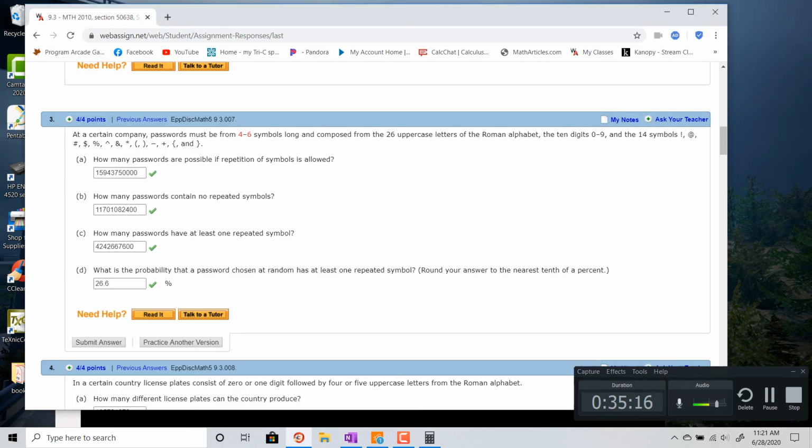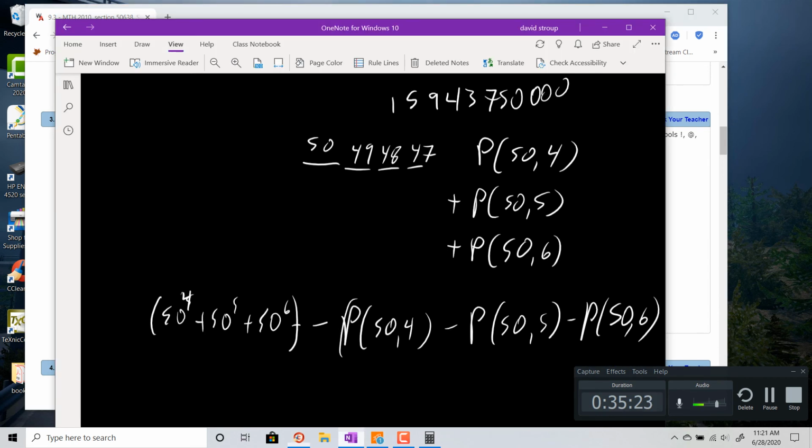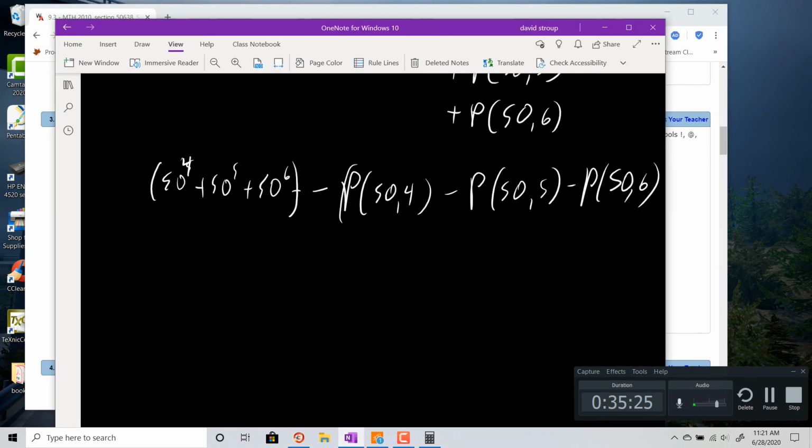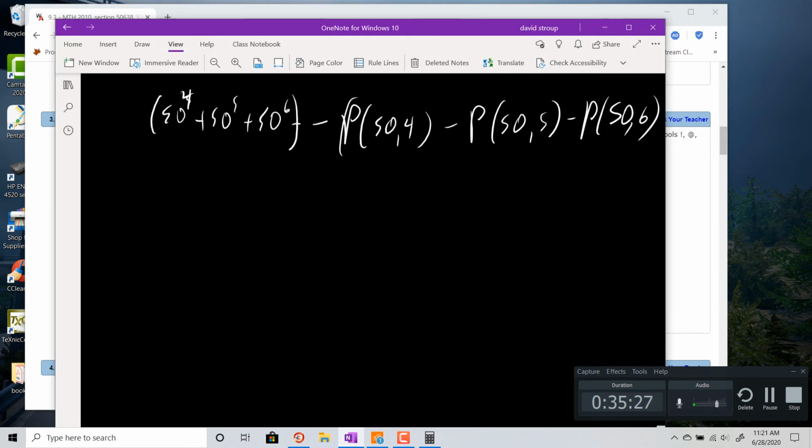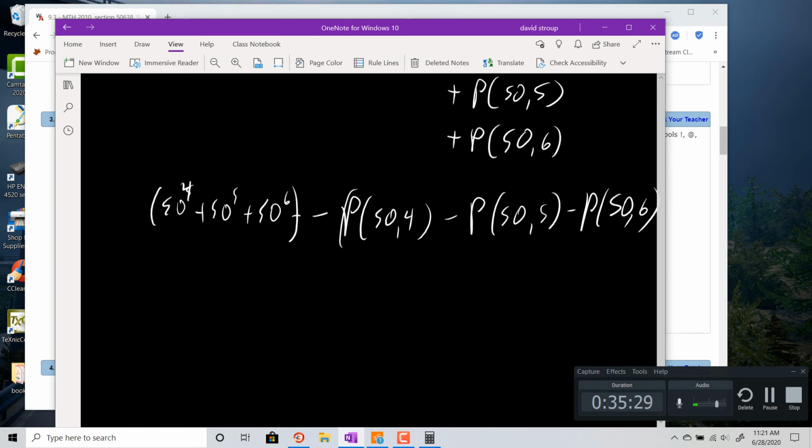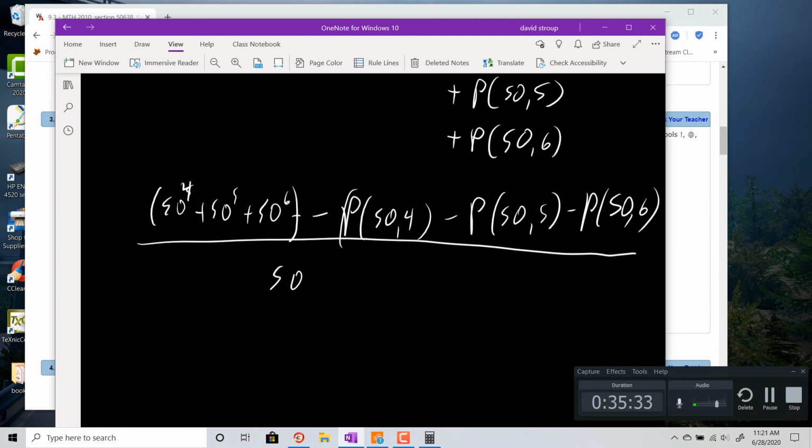And then what's the probability that a randomly chosen password has at least one repeated symbol? That's just going to be that number there that I just wrote out, divided by the total number of passwords, right? So divided by 50 to the 4th plus 50 to the 5th plus 50 to the 6th.